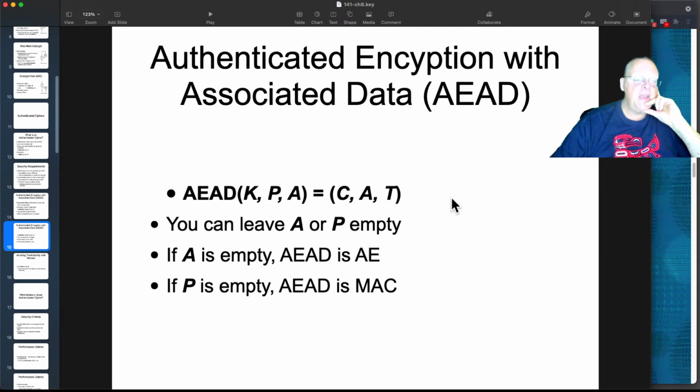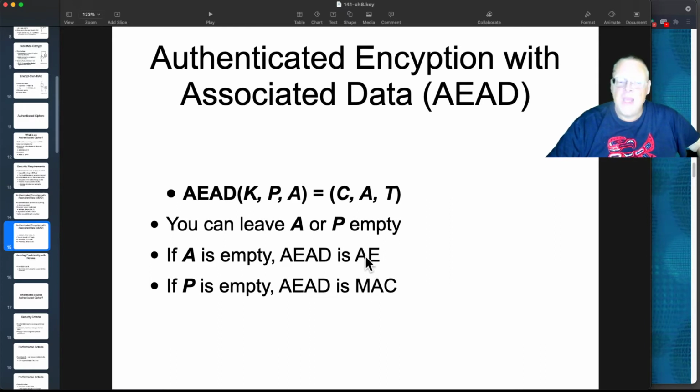So that's the game. Now you can, of course, leave A or P empty. If you don't send any associated data, then it's authenticated encryption. If you don't send any plain text, then it's a MAC, where you just attach a tag to plain text data. So this is the general mathematical structure that includes both of the previous things, MACs and authenticated encryption.